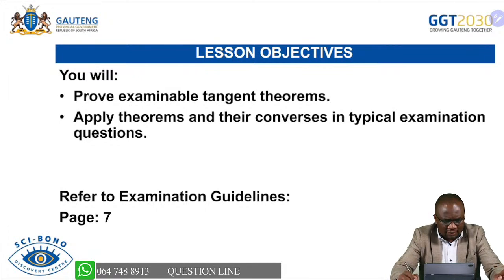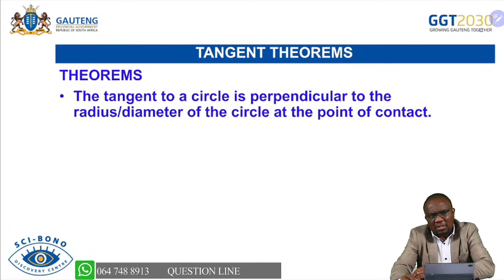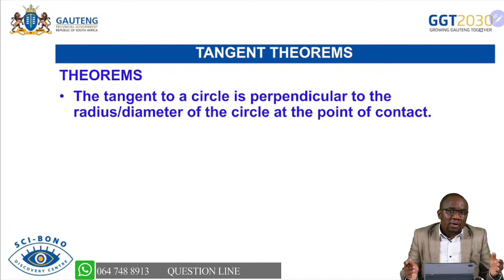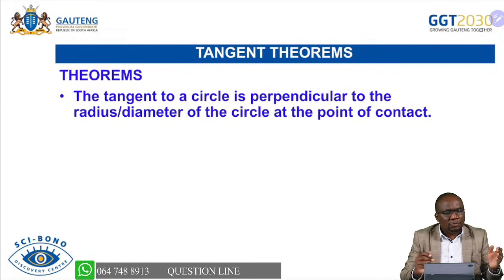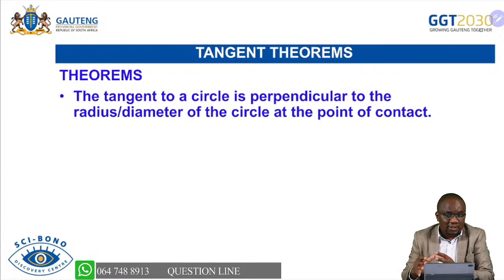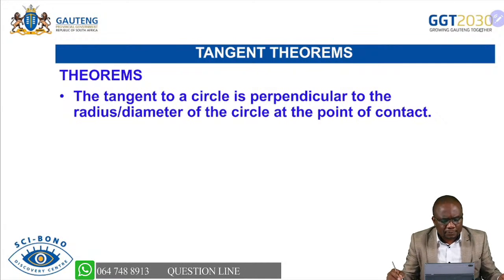Now, let's look at the theorems. We're going to go through all the theorems that we're going to learn about today, and then after that, we'll look at the proofs and also the applications. I want us to discuss all the theorems. There are not three of them. No. All the theorems, we're going to do that first. And then after that, we're going to look at the application and the proofs. Let's look at the first one.